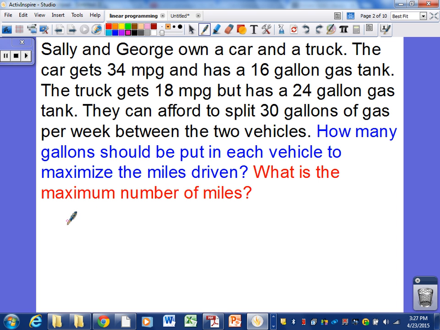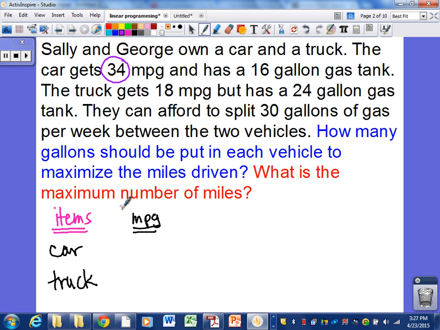Okay, so here's how we're going to organize our information. We have a certain number of things, your items I'll call them. In this case, Sally and George own a car and they own a truck. Car and a truck, those are the items. So up here we're going to have some attributes of these 2 items. We have miles per gallon. That's an attribute of the car. The car gets 34 miles per gallon and the truck gets 18 miles per gallon.